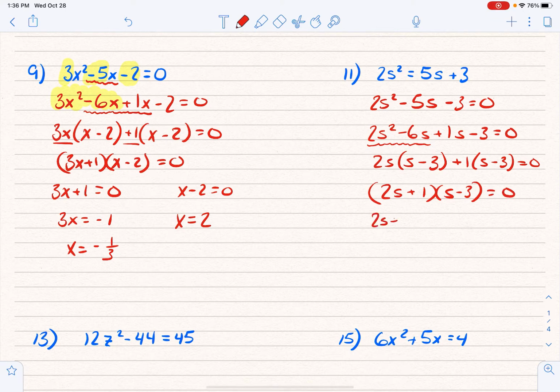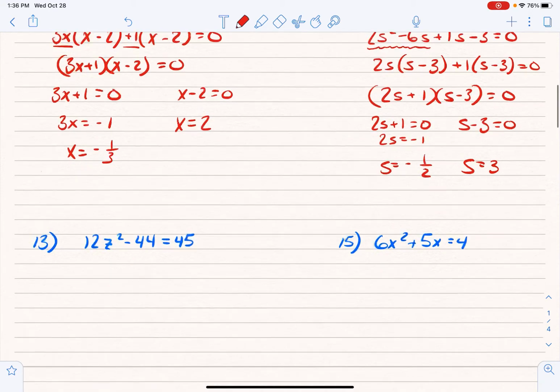So we say 2s plus 1 is equal to 0, which would mean that 2s is equal to negative 1, or s is equal to negative 1/2. Or if s minus 3 is equal to 0, then s would have to be equal to 3. Okay? All right, moving on.